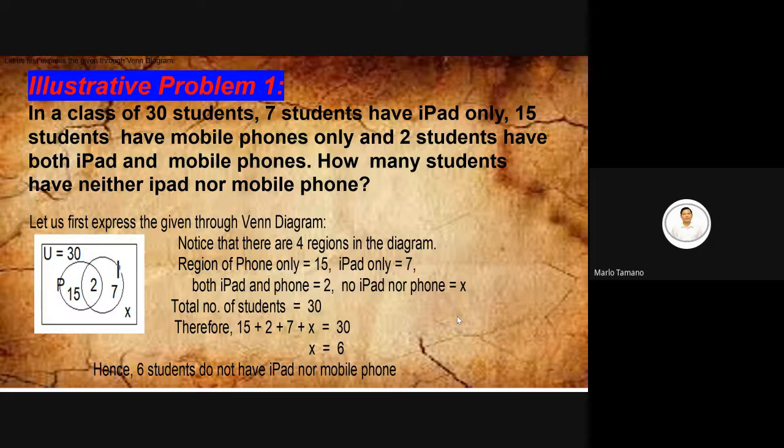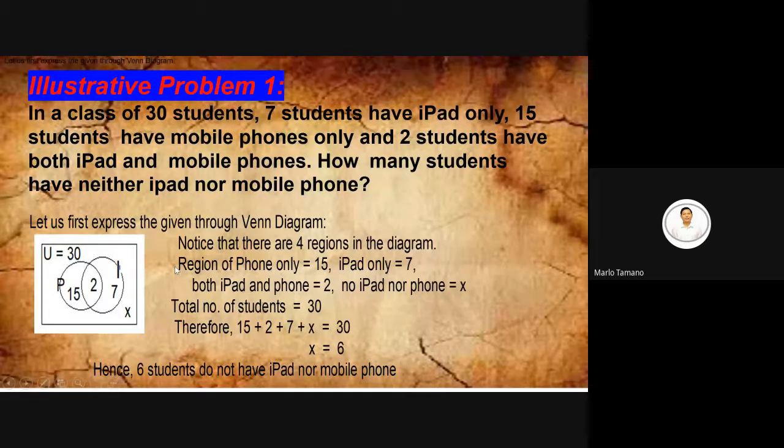So in a class of 30 students, 7 students have iPad only. 15 students have mobile phones only, and 2 students have both iPad and mobile phones. How many students have neither iPad nor mobile phones? So remember, when we say neither, nor, wala po silang pareho. So wala silang iPad, wala rin po silang mobile phone. Naintindihan? Okay.